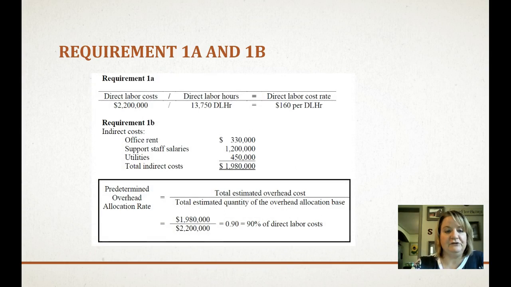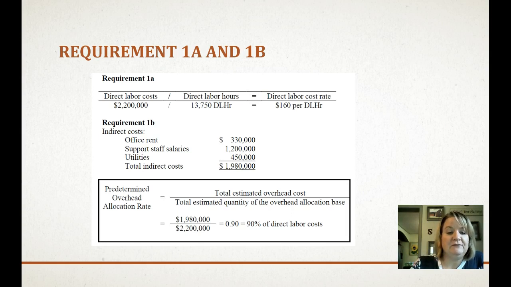And here it shows you requirement 1A. Take the direct labor costs, which were given to you, $2,200,000, and you divide it by the direct labor hours that he had budgeted, and that gives you the direct labor cost rate of $160 per direct labor hour.